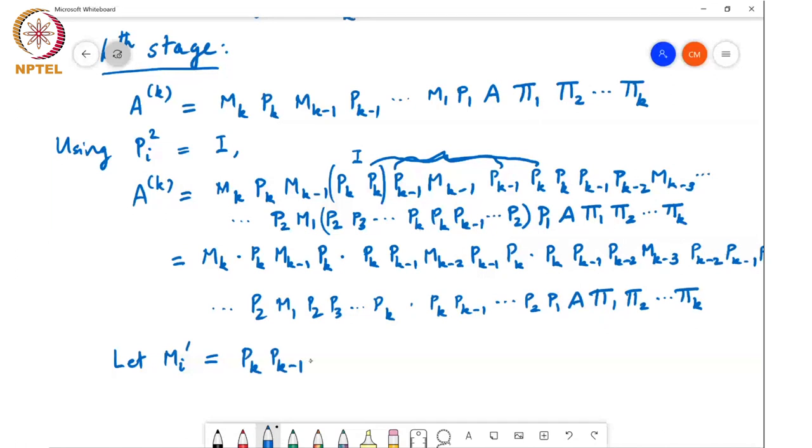Sir, in the first line that you wrote, A_k, after using P_i squared is equal to I, please repeat how P_k times P_k is coming, because at that place P_{k-1} was there. So it may be P_{k-1} times P_{k-1}. No, see, I can insert a P_k times P_k wherever I want. It's the identity matrix. So I'm inserting it here. Okay, got it.